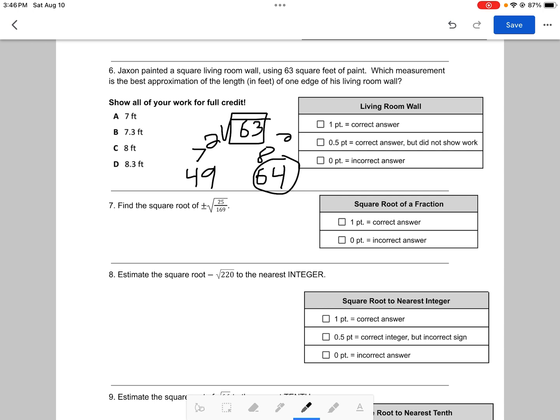Now obviously 64 is a lot closer to 63 than 49 is. So if I'm estimating this square root, my guess would be, those squiggly wigglies just mean approximately, that my edge of one of his living room walls is going to be about 7.9 feet, or we're rounding up to the nearest integer, so the best estimate would be 8 feet for one side of his living room wall.